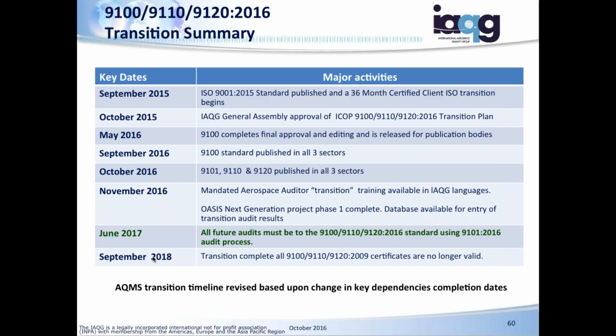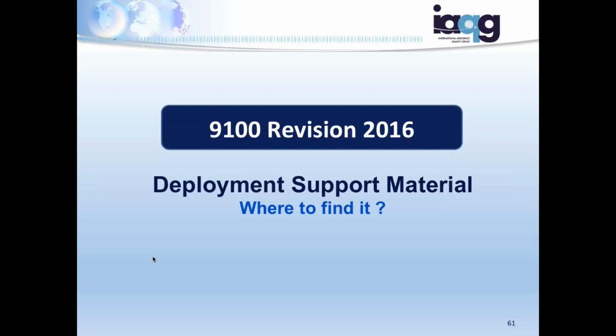Well, that doesn't make sense. So what we did is we aligned ourselves for one transition period to be consistent with ISO 9001. So in September 2018, the 2009 certificates will no longer be valid. In order to back up and have time to conduct those audits, all audits after June of next year have to be to the new standard. And by the way, it doesn't matter: you can transition during recertification audits or surveillance audits.